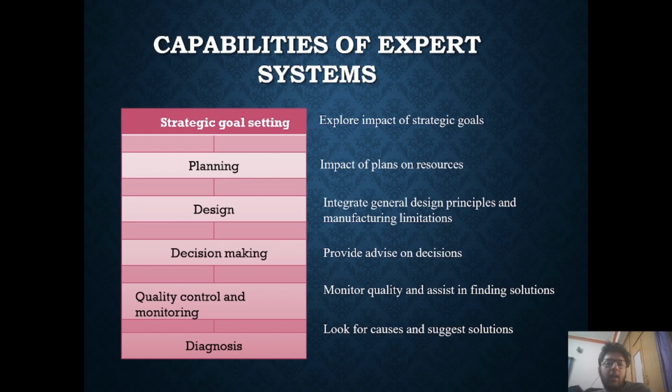So a few of these are strategic goal setting, wherein we explore the impact of strategic goals, and then we have planning where we have the impact of plans on resources that are required. And coming to the design part, these integrate general design principles and manufacturing limitations. Decision making is where we have provision for advising on decisions, that is from domain experts or any kind of rule inferences. Then quality control and monitoring, where we control the quality and assist in finding solutions, and also the final part, that is diagnosis, that is looking for causes and suggesting solutions.